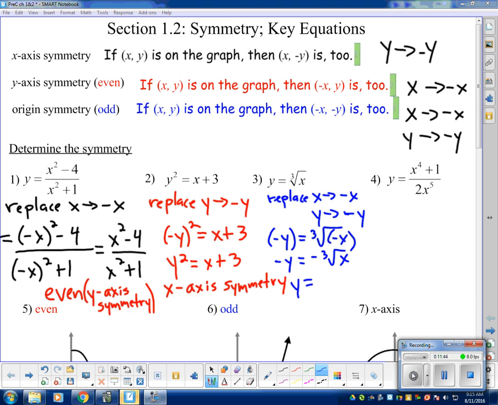And so y equals cubed root of x. That negative sign is for the whole cubed root, and those cancel out. So this one is an example of odd, or origin symmetric.